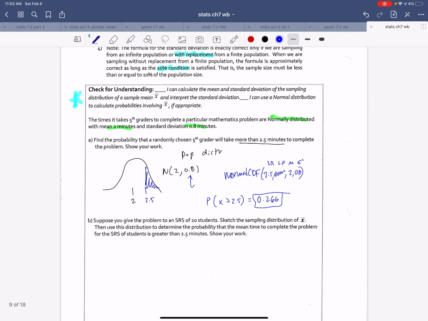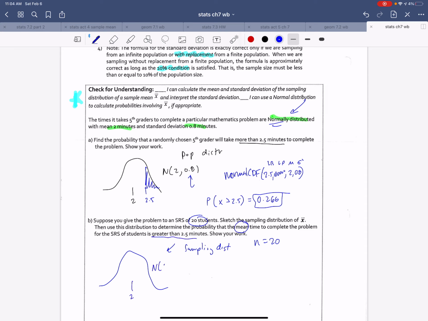Now, what do we got here? Suppose, just double checking my answer that I got the same answer as I got before. Yeah, okay. Suppose you give the problem a simple random sample of 20. Sketch the sampling distribution using the distribution to determine. So we know this was normally distributed, so this sampling distribution will be approximately normal, or actually normally distributed, right? Use this distribution to determine the probability of the mean to complete the problem of students greater than 2.5.